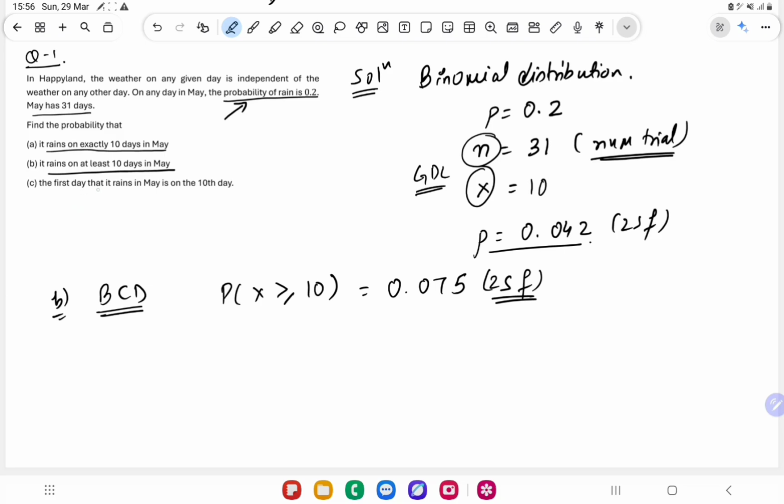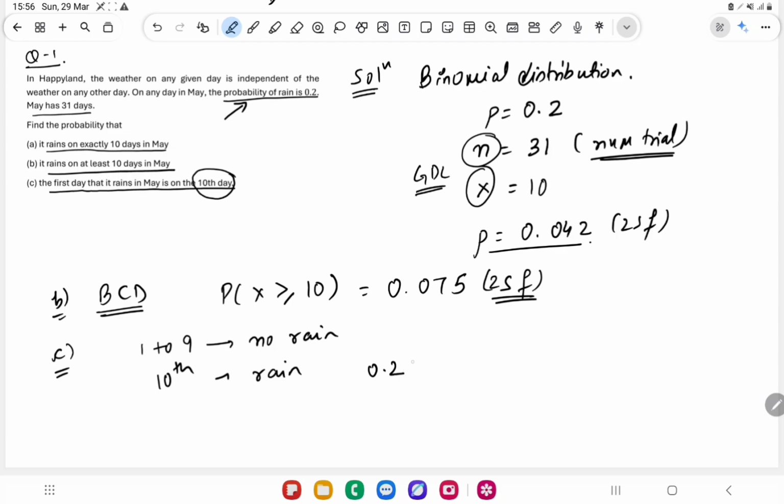Now in C part, it says find the probability that the first day that it rains in May is on 10th day. So we are talking about a particular day. It means from day 1 to 9 there is no rain, and on 10th day it rains. For no rain, I have the probability that it rains as 0.2, so I can use this here. But for the first 9 days it doesn't rain, so I can write 1 minus 0.2 to the power 9, because we are talking about 9 days. So it is 0.8 to the power 9.